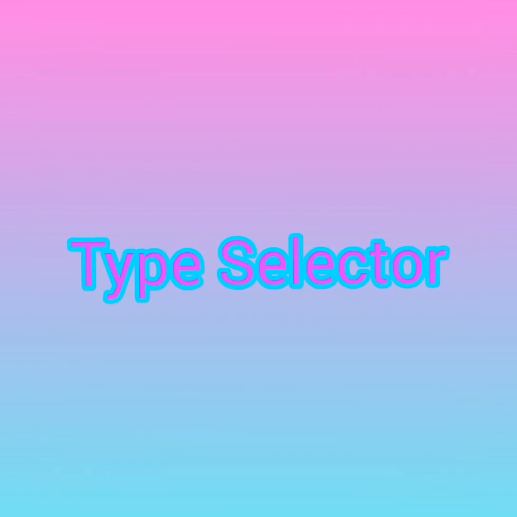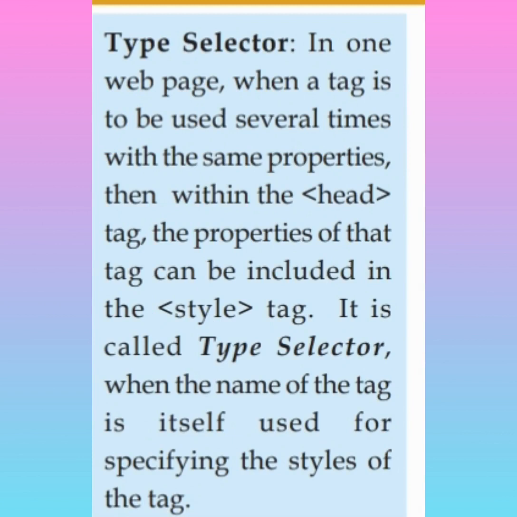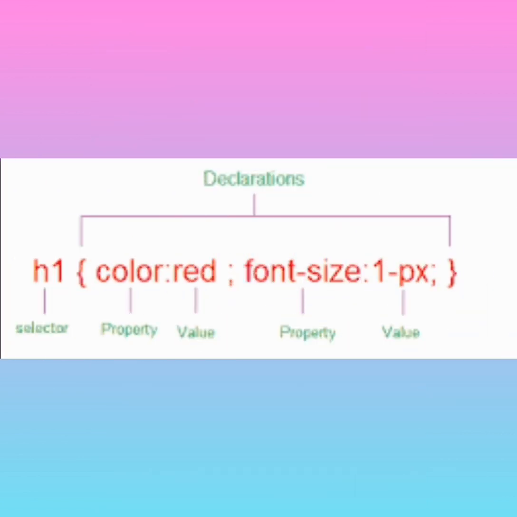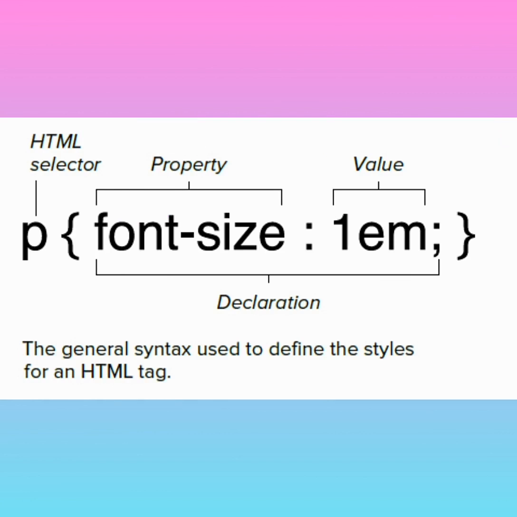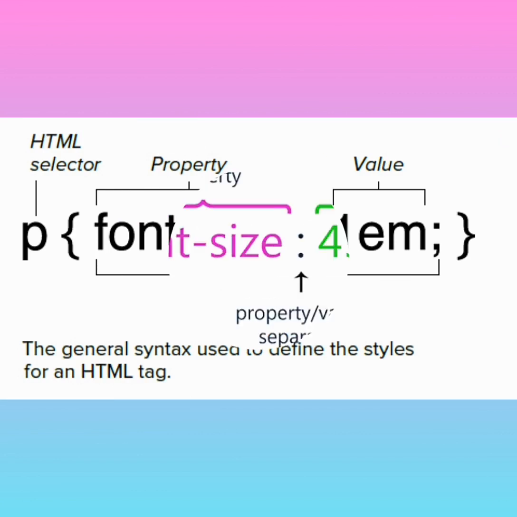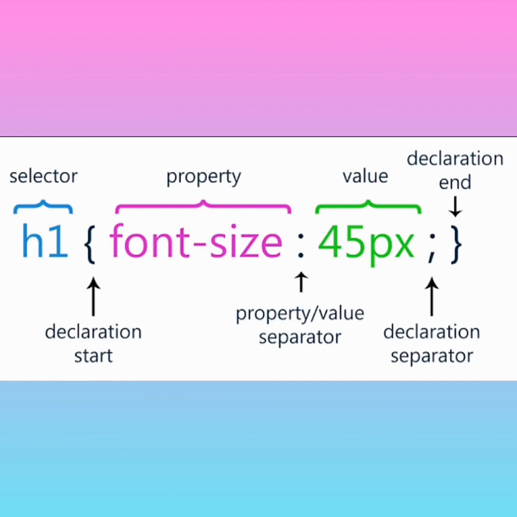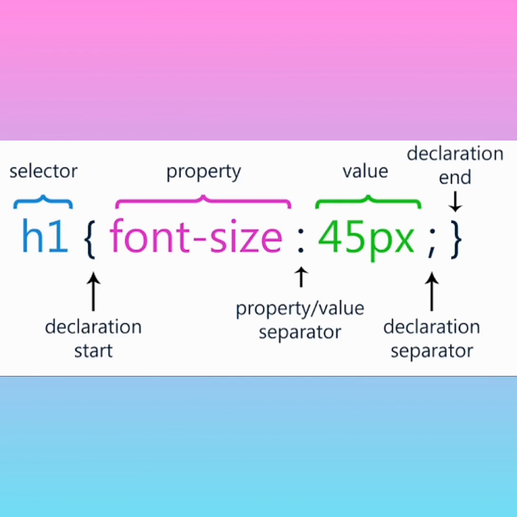Type selector. In one web page, when a tag is to be used several times with the same properties, then within the head tag, the properties of that tag can be included in the style tag. It is called a type selector when the name of the tag is itself used for specifying the styles of the tag.